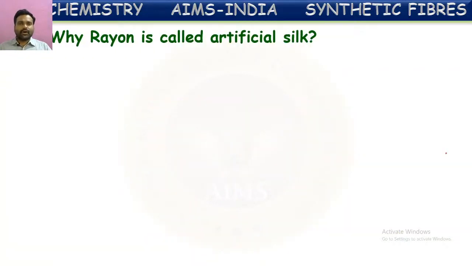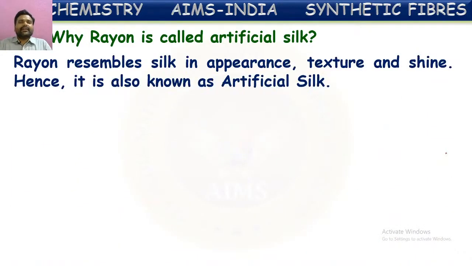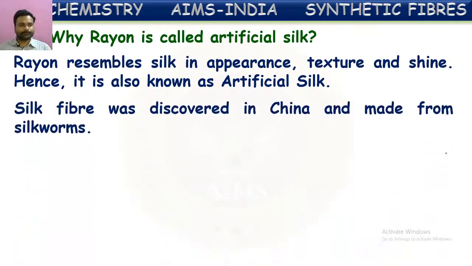So, as we told, rayon is also known as artificial silk. Why is it called so? Why is rayon called artificial silk? Let us see here. Rayon resembles silk in appearance, texture, and even in shine. Hence, it is called artificial silk. Rayon has all the properties of silk, but it is prepared in the laboratory. Hence, it is called artificial silk.